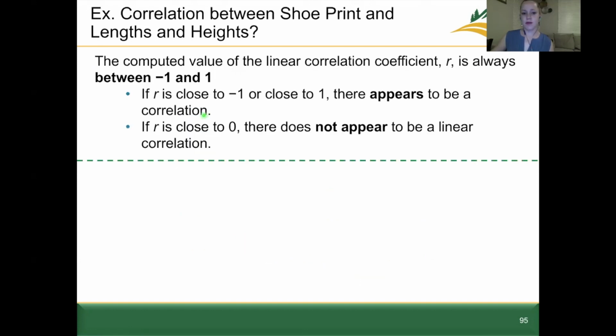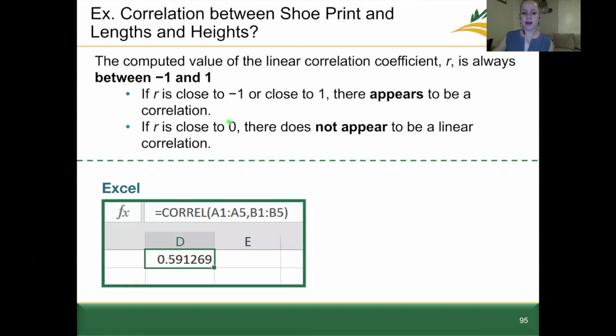Now recall, once we get our value of R, if R is close to -1 or close to +1, there appears to be a correlation. If R is close to 0, there does not appear to be a correlation. So again, because of how handy Excel is, we can get a correlation value. We can get our lowercase r value here with Excel. For the example on the last slide, that R correlation value is 0.59.